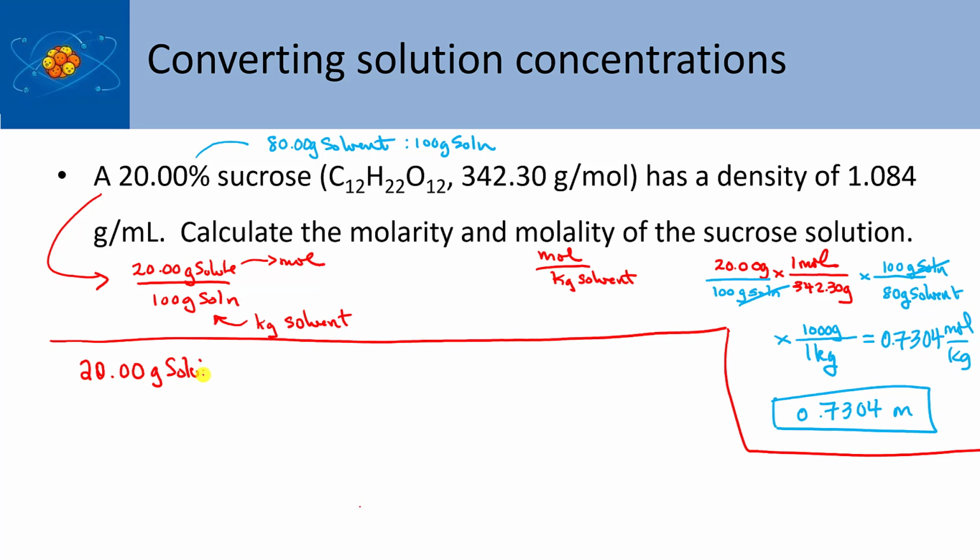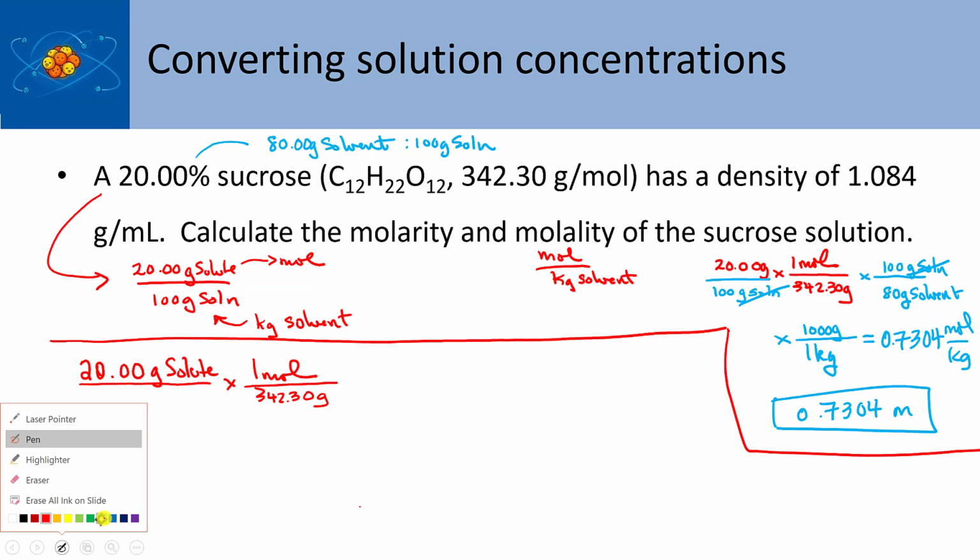Now, I'm still going to have to convert that over to moles. So this part of the process doesn't change, but then it's how I deal with per 100 grams of solution. Let me do the top part first. So this is still 1 mole for every 342.30 grams. But now I'm left with 100 grams of solution.